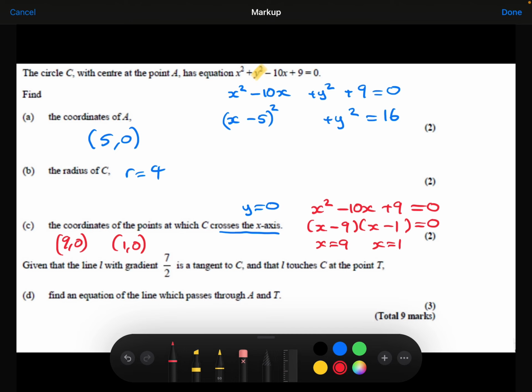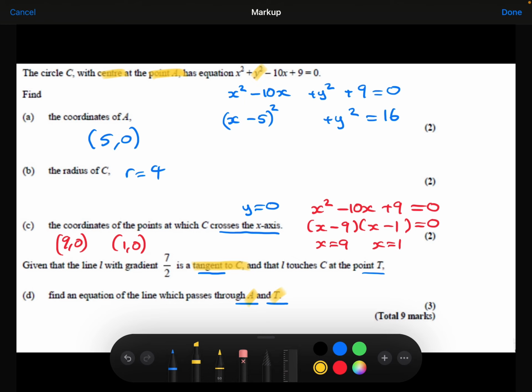We're then told that the line L has gradient 7 over 2 and is a tangent to the circle. We're told that the line touches the circle at point T. We now need to find an equation of the line that passes through A and T. Now remember that A is the centre of the circle and T is the point where the tangent touches the circle.